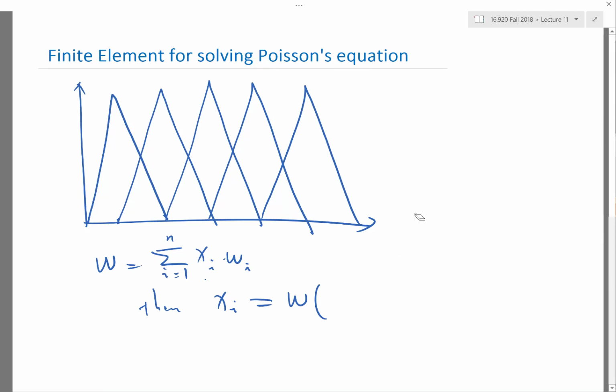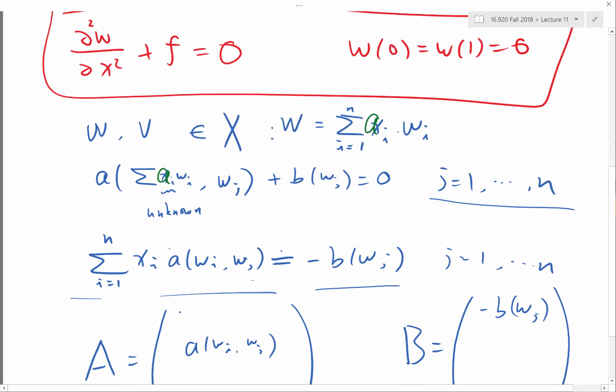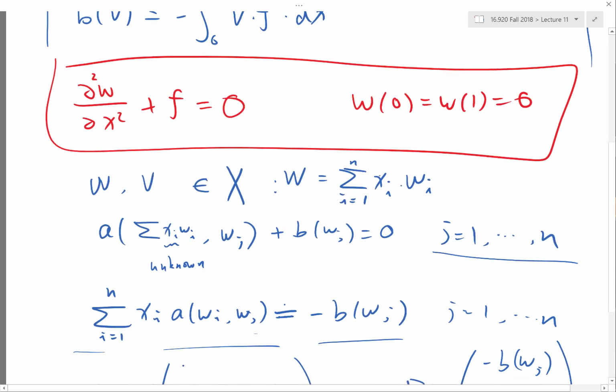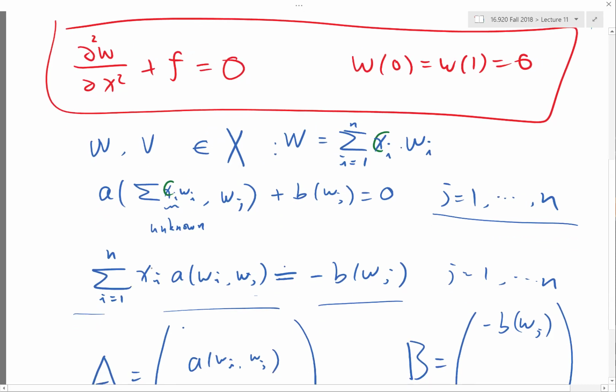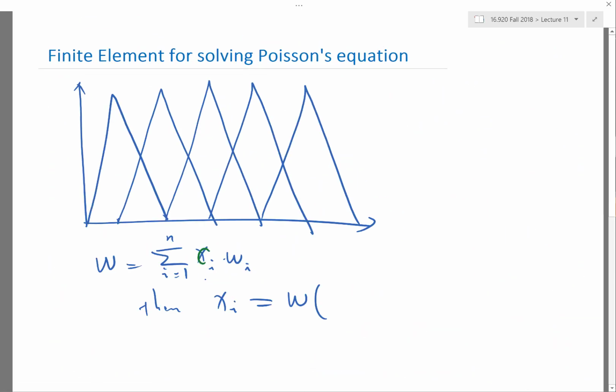Oh, actually, can I just change the notation? Instead of saying the linear combination coefficients are x, let's change it to maybe a. I used a before, and a is actually the bilinear form, right? So, yeah, c is a good notation. So this is c, and now if this is a linear combination of ci times wi, then my ci would be equal to the value of the function at a particular xi.